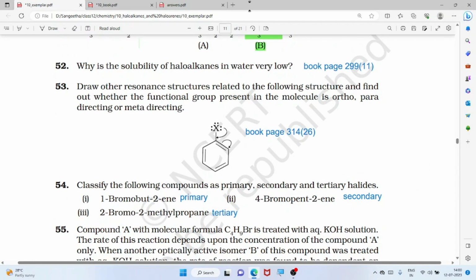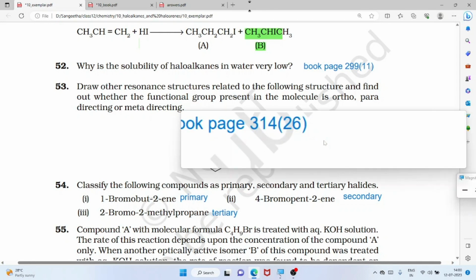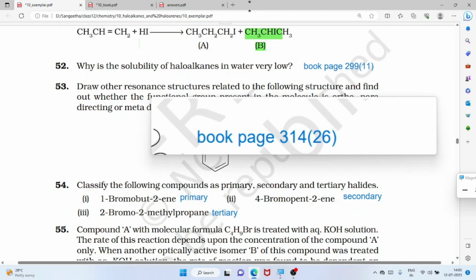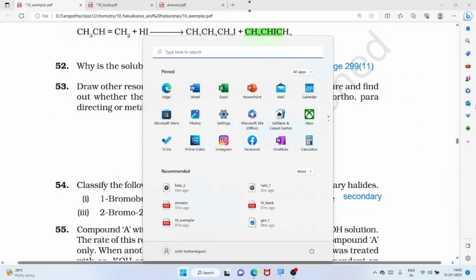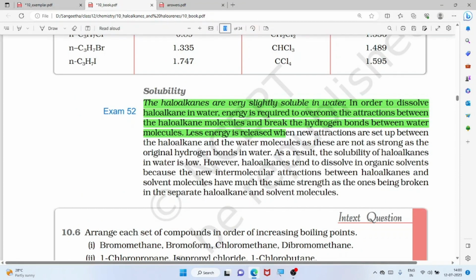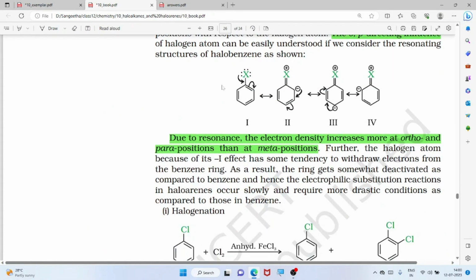Draw the other resonance structures related to the following structure. This is a molecule with ortho and para. Okay, these are the other resonance structures. The electron density increases more at the ortho and para positions than at the meta position.